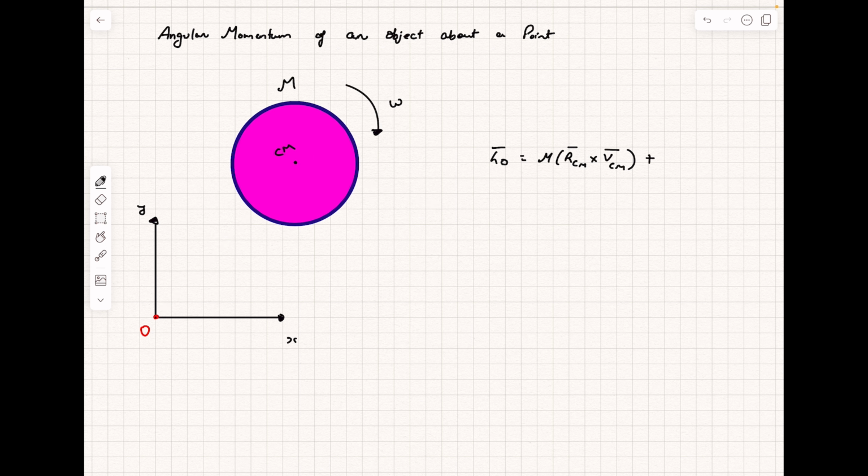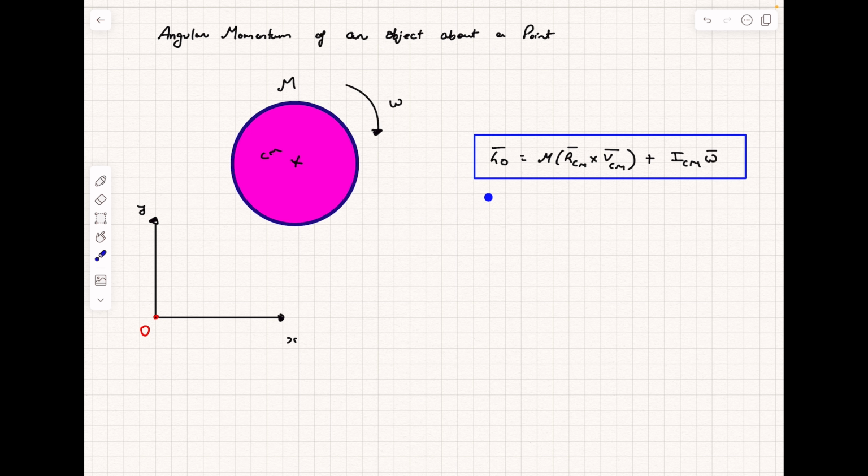And for the second term, we are going to assume the entire object to be hinged at the center of mass, and we're going to tackle this as a fixed axis rotation problem. So in this particular case, the angular momentum about the center of mass is simply I CM, which is the moment of inertia of the object or body about the vertical axis passing through the center of mass, multiplied by the omega vector. So this will be the second term.